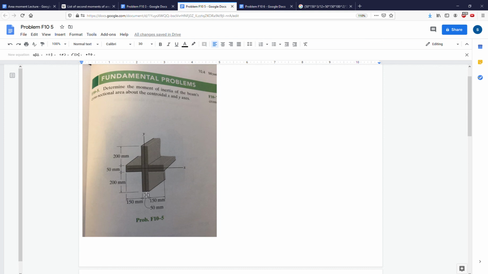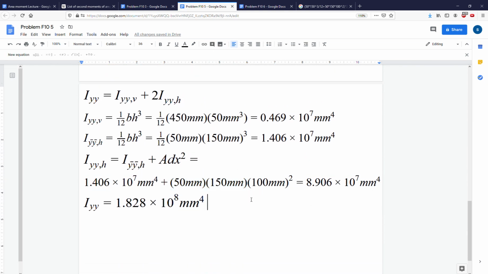Now from this part, we can see that this part is 50 millimeters across, so this edge is half of that, or 25 millimeters, away from the actual y-axis, which means the centroid is 75 millimeters plus 25 millimeters, or 100 millimeters, from the y-axis. So area times that 100 millimeters squared. Put all that together, and you get 8.906 times 10 to the 7th millimeters to the 4th power. From this, you can see that being separated from the y-axis contributes far more than just its shape.